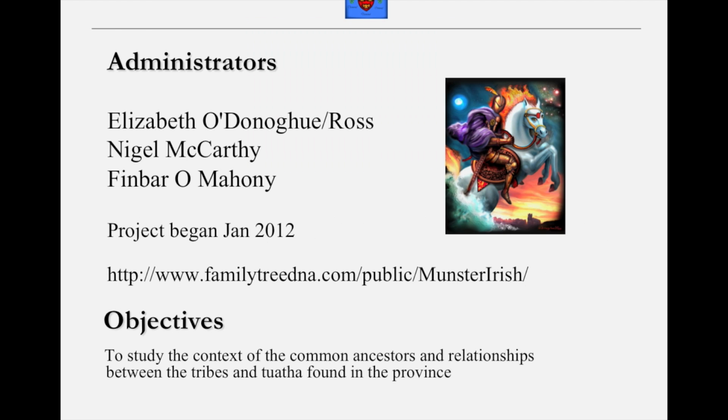As Morris has explained, the three of us are administrators for this project that we started a couple of years ago. Nigel and Finbar will help me through this all. They're fine examples of Munstermen, and I married one. So we have a very vested interest in pursuing this project. The objectives are to study the context of the common ancestors and relationships between the tribes found in the province.